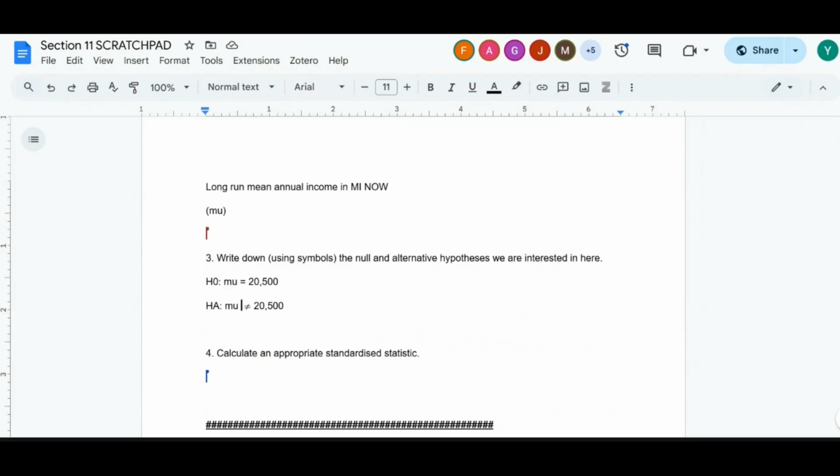Calculate an appropriate standardized statistic. Which one is it? Can you tell me? T or what? Yes, we know it's T because this problem is a mean problem.